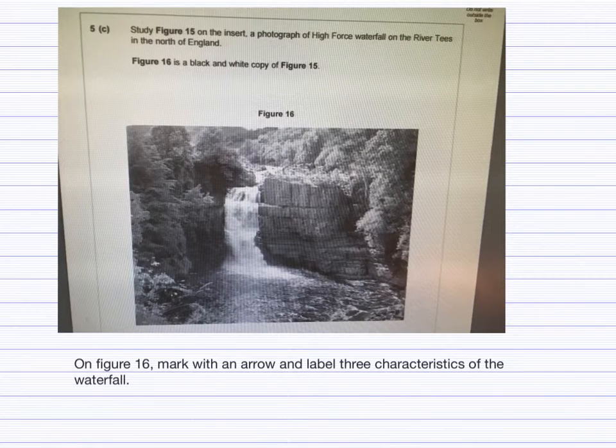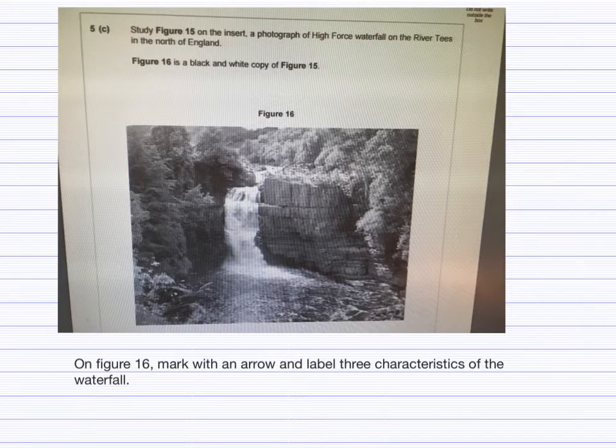Okay, so I thought we'd have a go now at an exam question. You should have these as copied or photocopies for you, so you can follow along. If you just listen to my explanations first, and then you can have a go at answering them on your own. So the first question here, study figure 15 on the insert. It's black and white copy, this one. So on figure 16, mark with an arrow and label 3 characteristics of the waterfall.